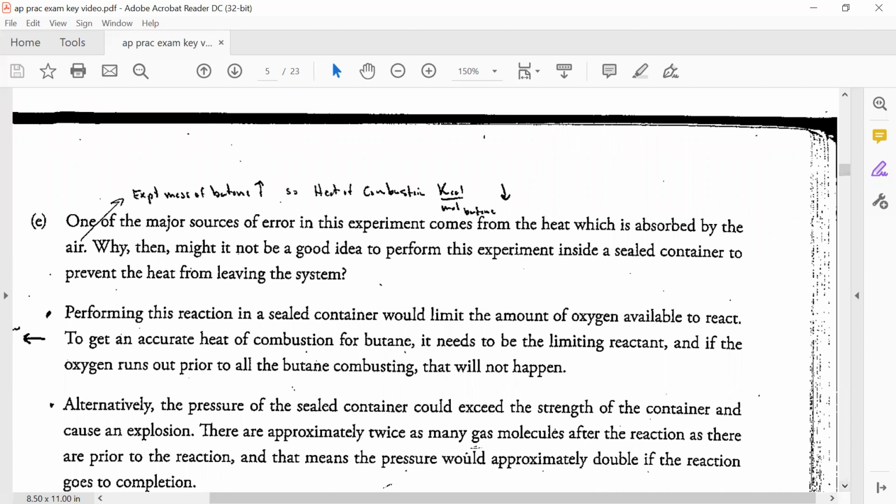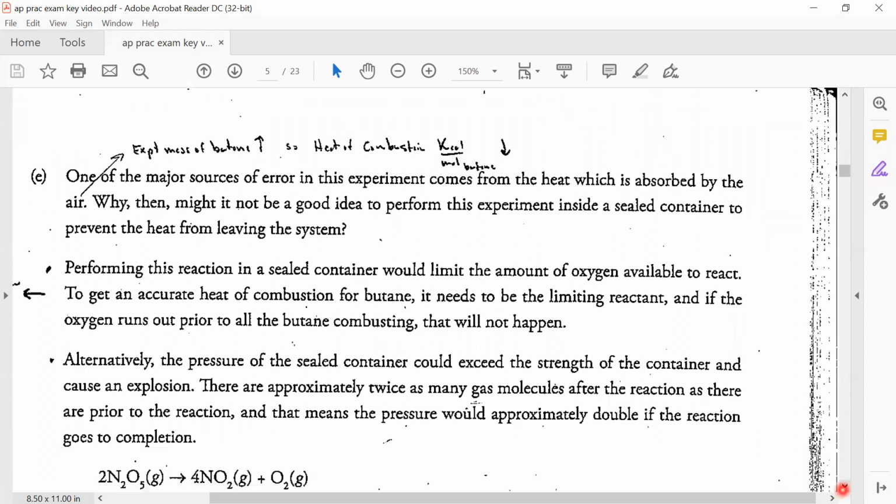Okay, finally, this last question is somewhat loose, but let's try to figure this out. It says one of the errors comes from heat, which is absorbed by the air. Okay, so why might it not be a good idea to do this in a sealed container? Actually, now if you mean you're sealing up the can, that's not a good idea. You're heating it, that's going to increase the pressure, plus you might have more moles of gas at the end, and that could lead to an explosion. So I think that might be a safety concern.